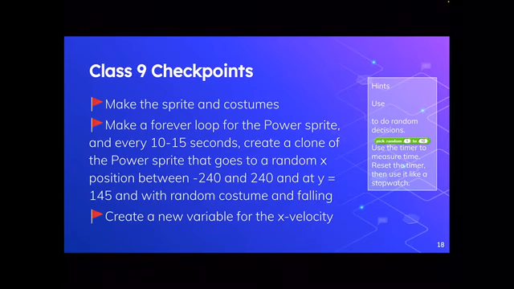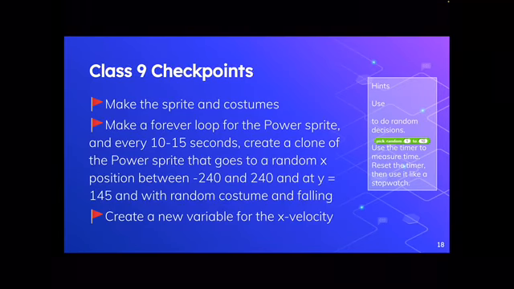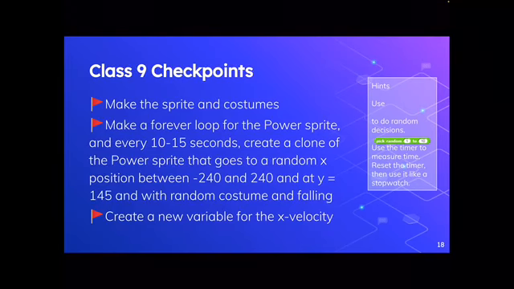To start, make all the sprites and costumes. This is fairly simple. We've been doing this for the entire course. Then make a forever loop for the power sprite, and every 10 to 15 seconds, you can choose any time you want, create a clone of the power sprite that goes to a random x position between negative 240 and 240, and at y equals 145. These numbers were chosen specifically, and you'll see why.